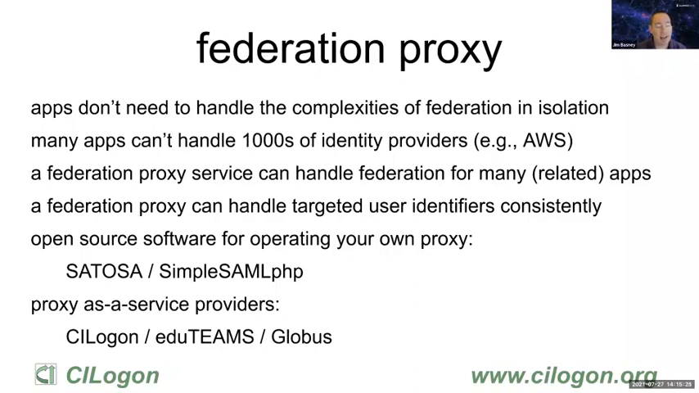It's really key having that proxy for those applications that can't handle the complexity of federation themselves. We see many applications can't handle thousands of identity providers. Big services like AWS don't work well with thousands of identity providers. And so having a proxy that presents itself to the application as a single identity provider, but behind the proxy is those thousands of identity providers from the federations, is really valuable for these research services. And then it can handle the federation consistently across the many related applications in the collaboration and with targeted user identifiers handled consistently across the collaboration.